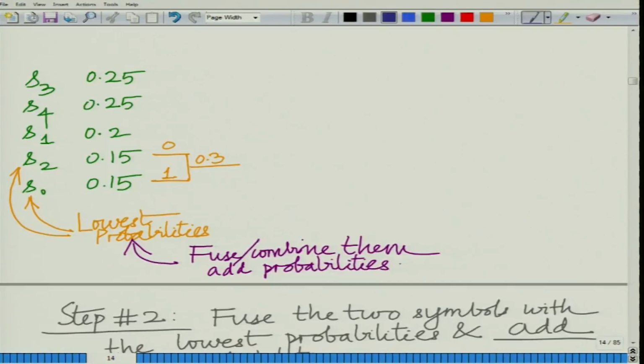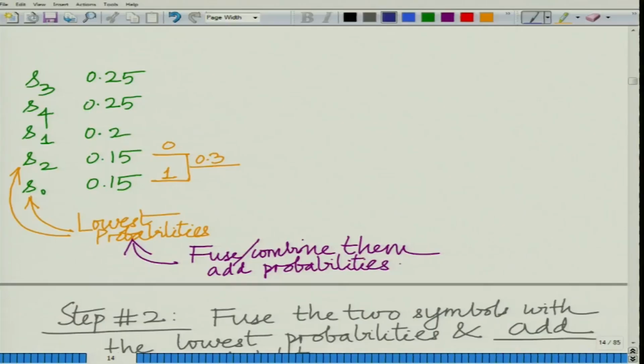Now we repeat the same step. We go to step 1 with these resulting symbols. So now you have to look at the effective symbol set that we have. We have the unfused symbols S3, S4, S1, that is unfused symbols at stage 1, and the fused symbols, that is S2 and S0. Now again reorder their probabilities, fuse the symbols with the lowest probabilities. To the branches, assign 0 to one branch, 1 to another branch. Proceed until all the symbols are fused into one effective symbol.